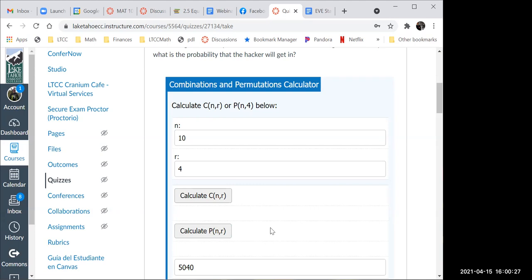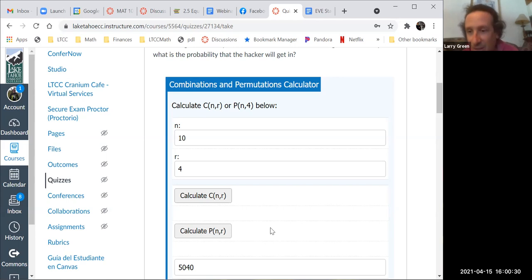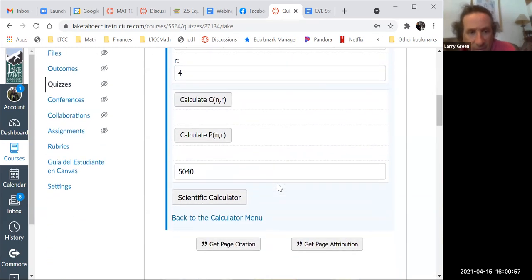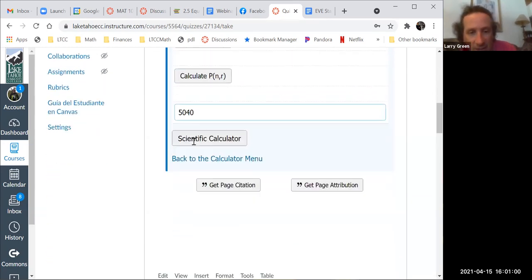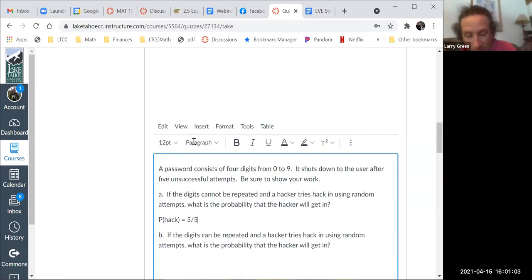Now, if you did 10, 9, 8, 7, you'll get the same answer. What do N and R stand for? N is the number of items that you're picking from, and R is the number of items you're picking. So in this case, you're picking from 10 and you're picking 4 items, or 4 numbers. So 5040. And now I just go down a bit. 5 over 5040. Okay, and that's good enough. We got a probability.